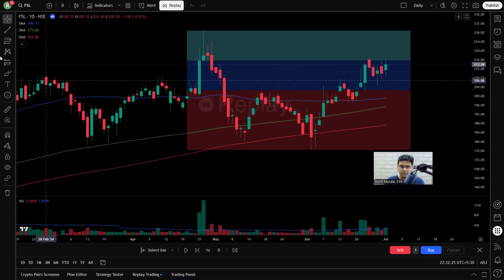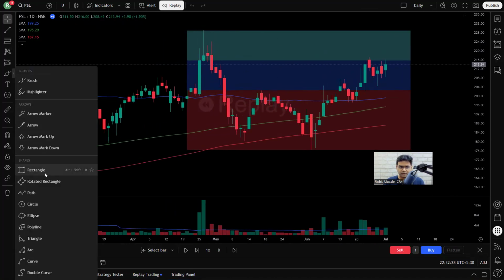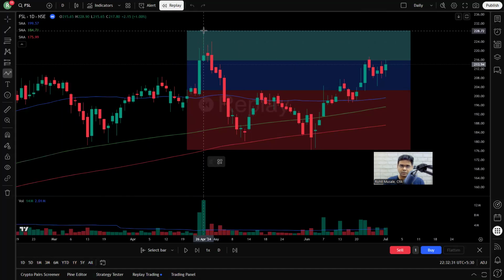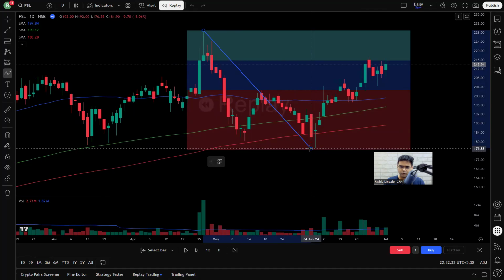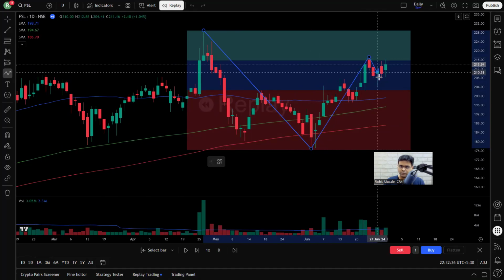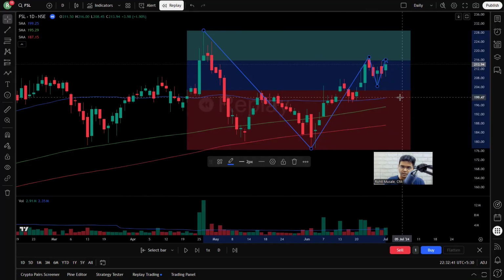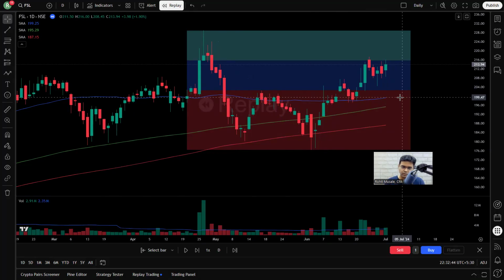The base starts from here. How many points in the base? 1, 2, 3, 4, 5 points in the base, correct? After point 2, how many candles have closed inside the green zone? That is a question which I want you to ask on every single stock that you are considering. After point number 2 in the base, how many candles have closed inside the green zone?